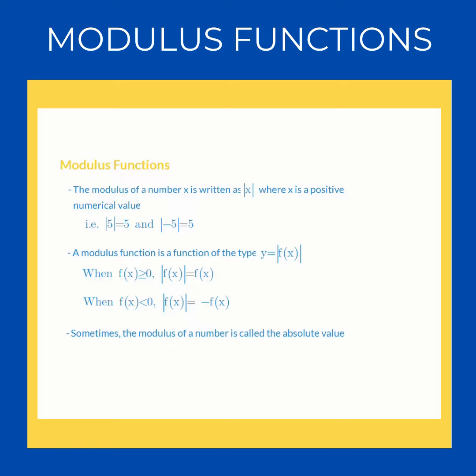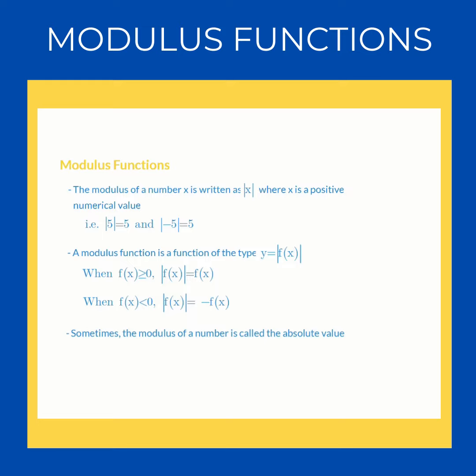Modulus functions. The modulus of a number x is written using this notation, where we call it the absolute value of x. And x here is a numerical value. So, for example, if we have the absolute value of 5, this is equal to 5, and the absolute value of negative 5 is equal to 5 as well.